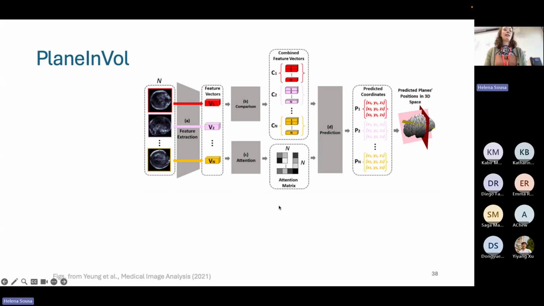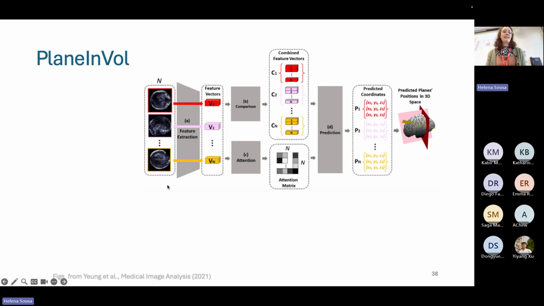So in PlaneInVol, this paper from a group in Oxford, they were trying to address, in this case, fetal brain imaging using ultrasound, and provide some more 3D context to these screening examinations. In this paper they look at leveraging for every patient the full information that you can get from a whole sequence, for example.